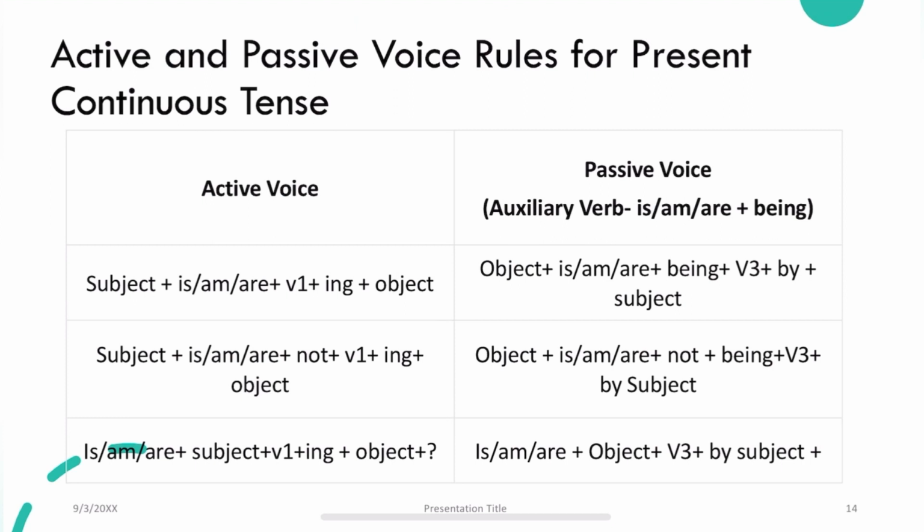The last one, that is interrogative. So it will be is am are plus subject plus first form of the verb plus ing plus object and then question mark. It is the common rule that we use, but if we are changing it into the passive voice, at that time we will use is am are plus object with third form of the verb and then by subject then question mark.